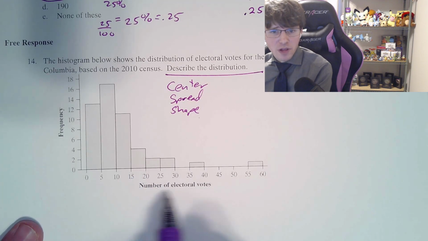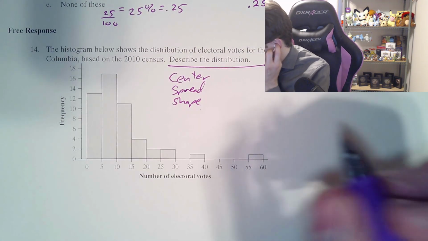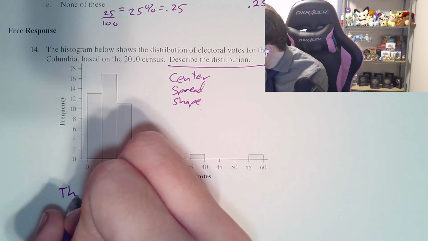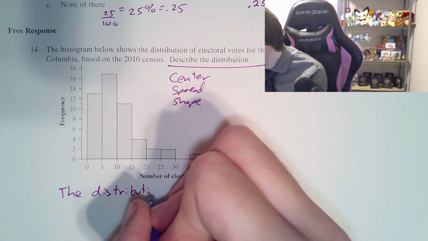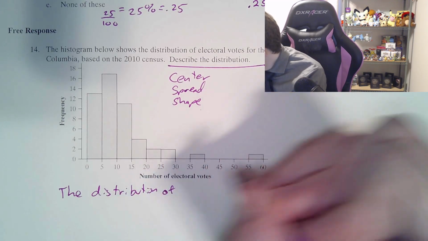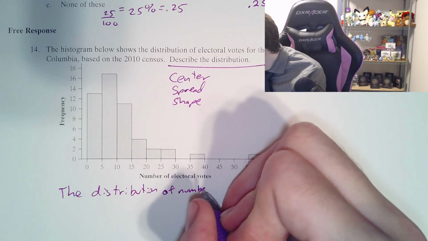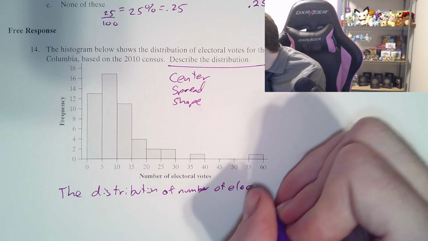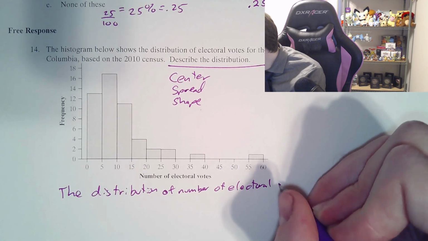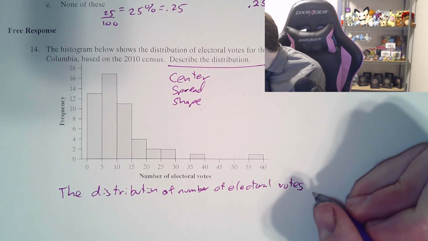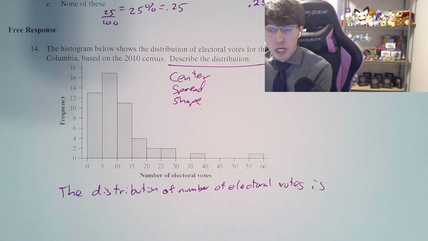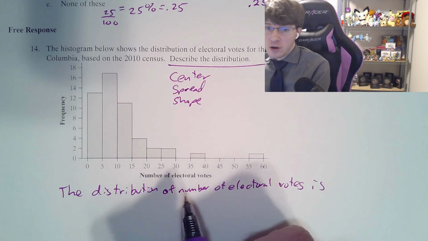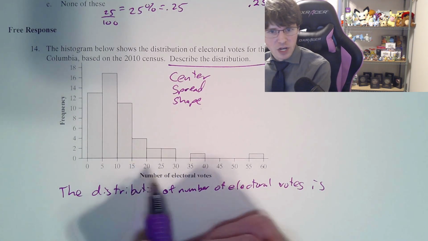They gave us this number of electoral votes. So to answer our shape question, the distribution of number of electoral votes is, and you always want to start by saying something like that. You're describing the distribution, so start by talking about the distribution. The distribution of, what is it a distribution of? It is a distribution of the number of electoral votes.